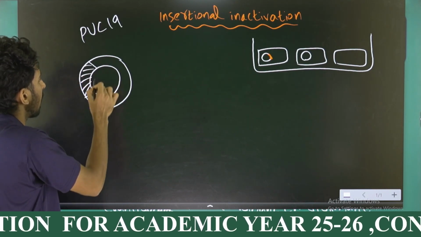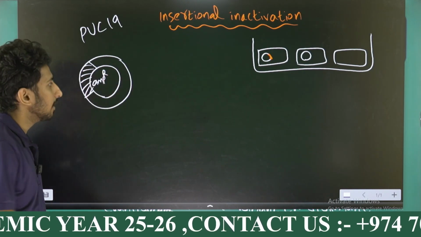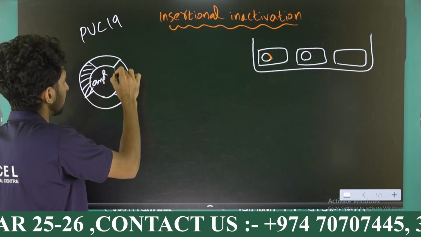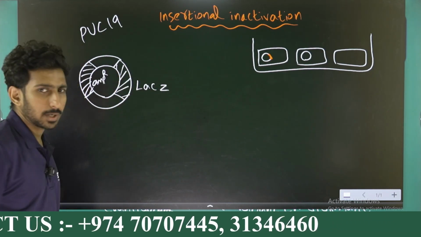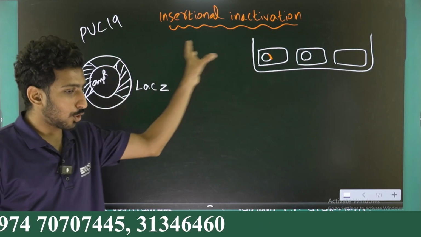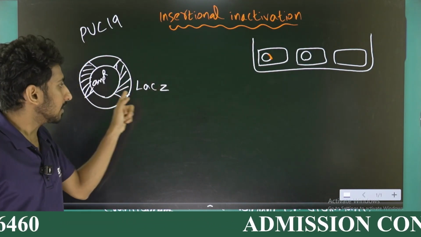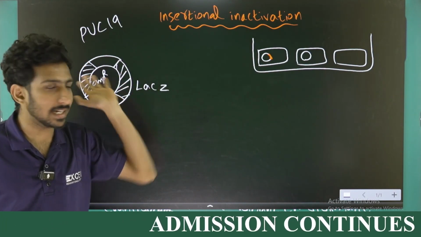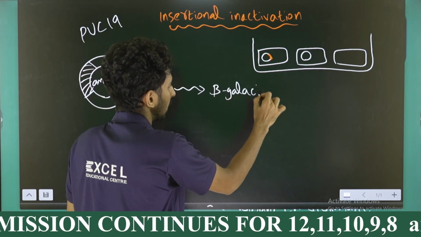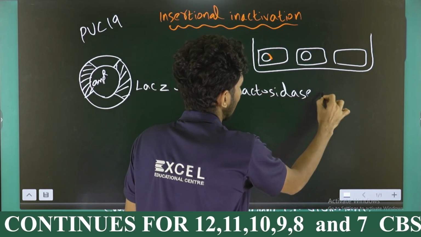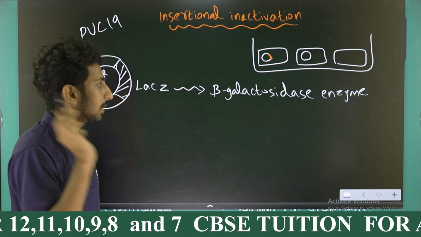Now here there is an ampicillin resistance gene. And here there is a gene called lacZ. Okay, lacZ is a gene that codes for the beta-galactosidase enzyme. Okay, now listen.